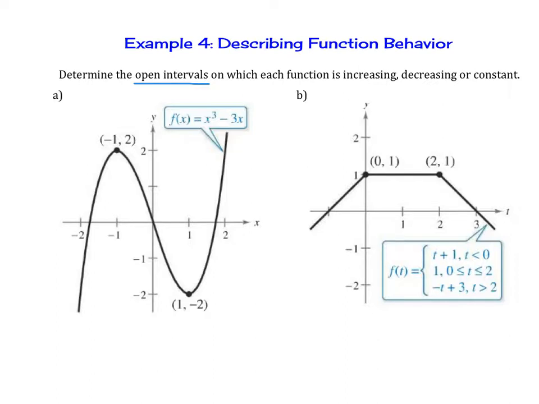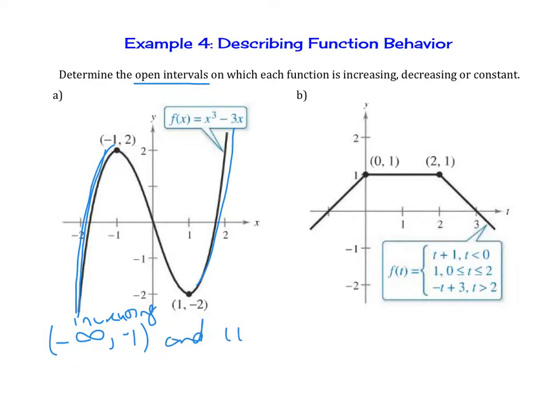We want to see where it's increasing. Increasing is when the function is going up. So we can say this is the first place that it's increasing. That is from negative infinity, and the highest x value right there is negative 1. So it's in terms of x. So it's increasing at this point, and it's also increasing between 1 and positive infinity, right? So we're looking at the x values again.